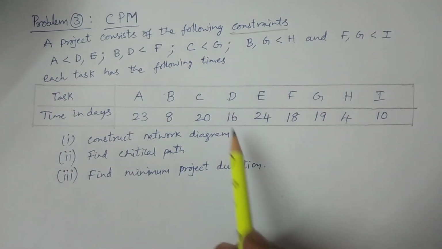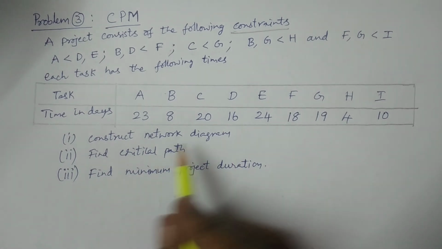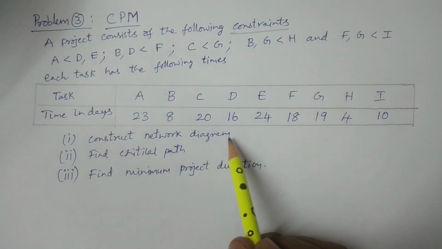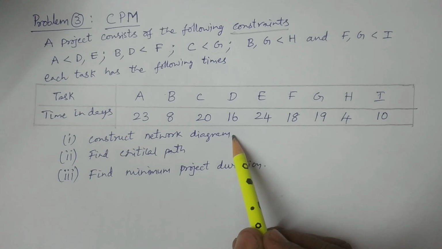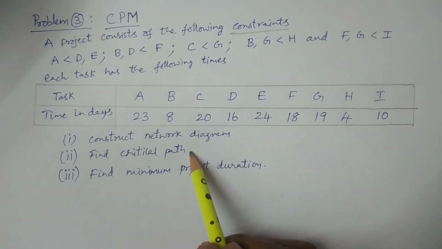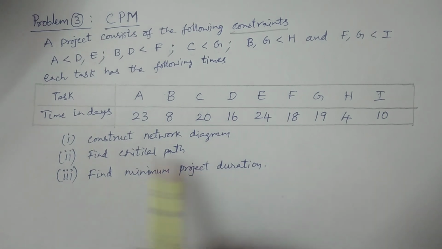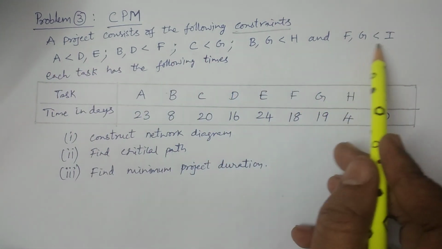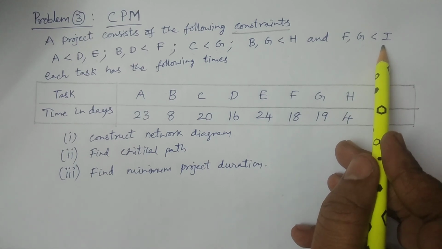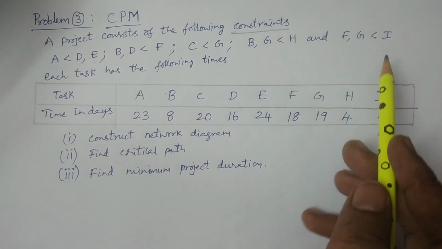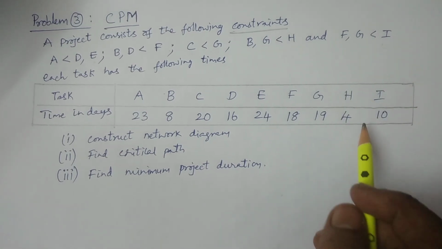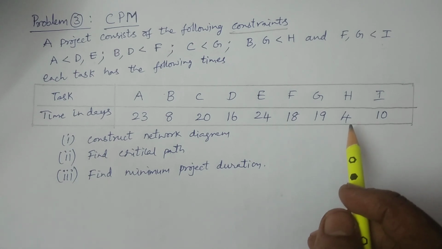Now we start the construction of the network diagram. First, we have to construct the network diagram, find the critical path, and find the minimum project completion time, that is, the project duration. When the relations are given like this, first you have to observe what the starting activities and the ending activities are.